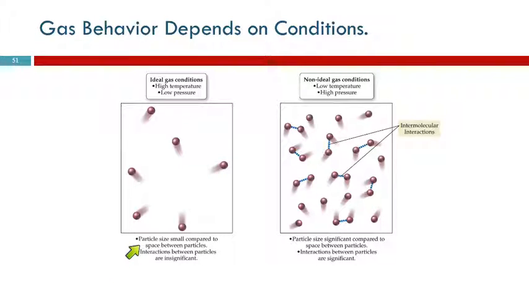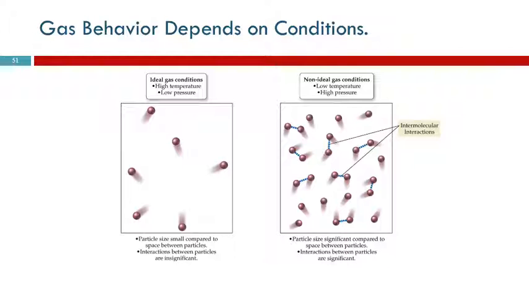The particle size is very small compared to the space between the particles because they're at a low pressure, so there's a lot of space. So then the size of the particles doesn't matter at all. And the interactions between the particles are insignificant. When these guys run into each other, they're moving so fast that they just bounce off of each other.